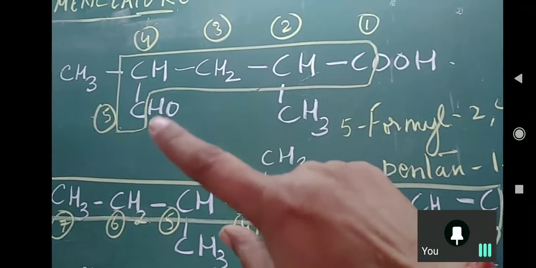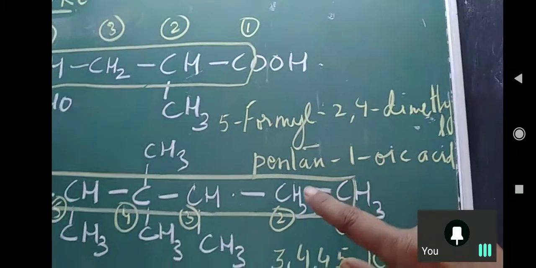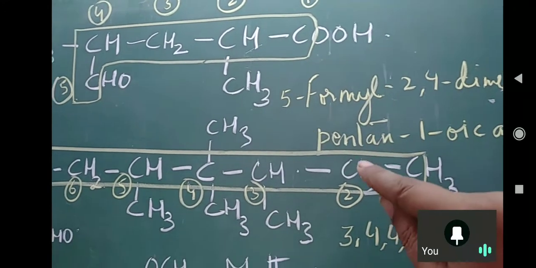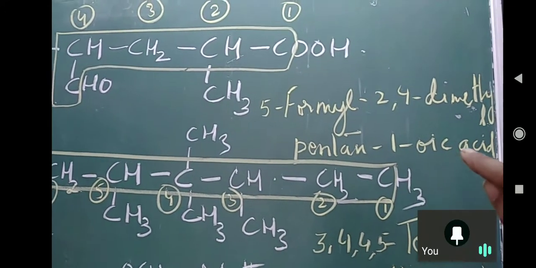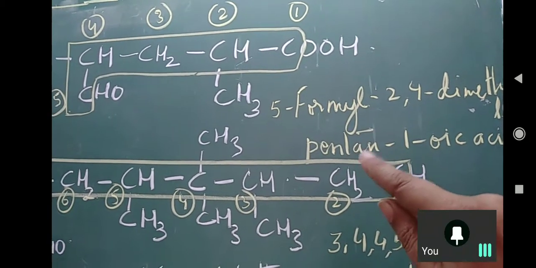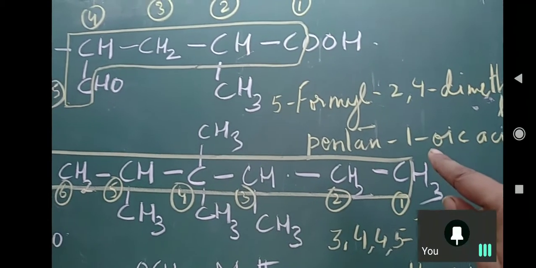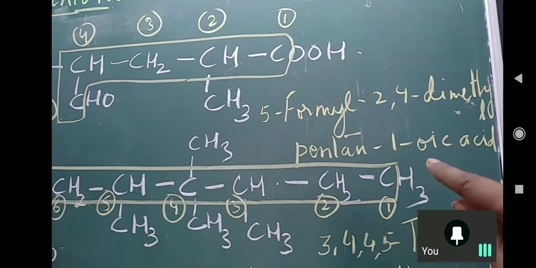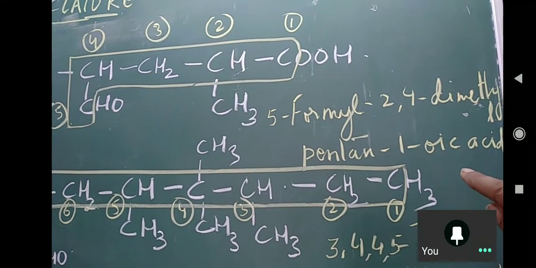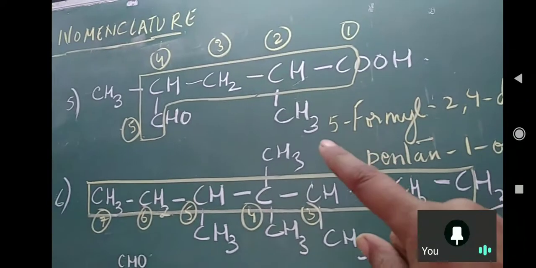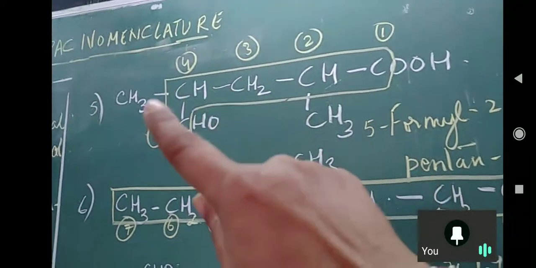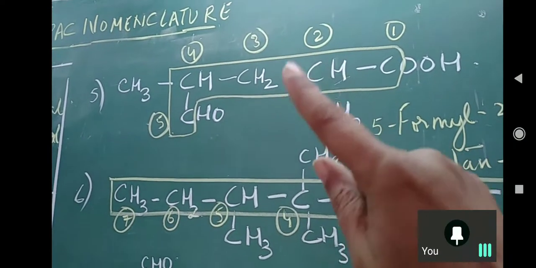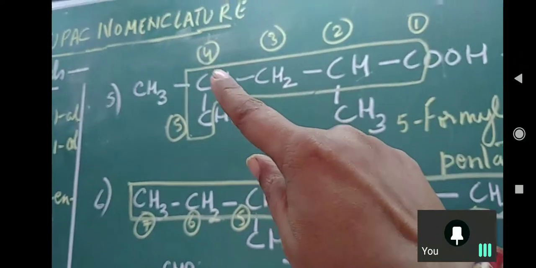So our root word for 5 carbon atoms is going to be pentane. It will be pentane 1 oic acid. We'll drop the E because of the vowel O. Pentan 1 oic acid. Okay? Then this is methyl, this is also methyl. Correct, dimethyl, at 2 and 4 locants.